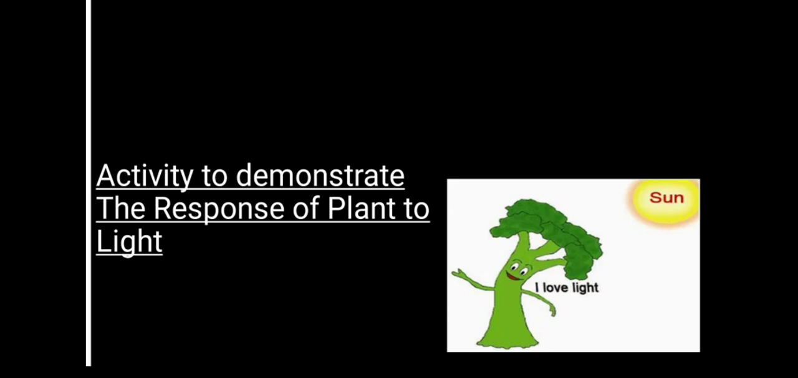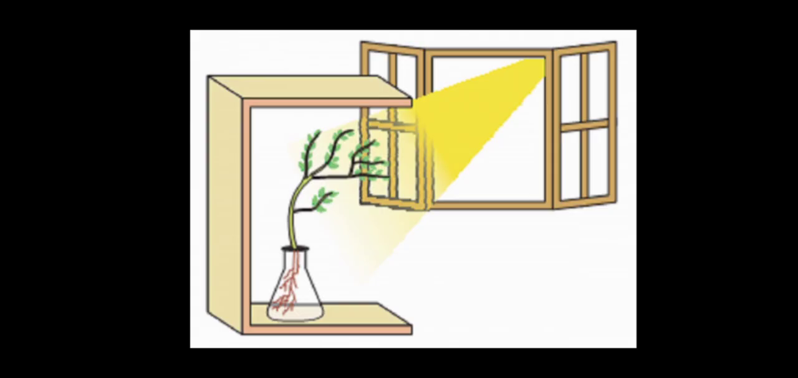First, let us learn about an activity to demonstrate the response of plants to light. For this activity, fill a conical flask with water and cover the neck of the flask with a wire mesh. Keep 2 or 3 freshly germinated bean seeds on the wire mesh. Take a cardboard box which is open from one side and keep the flask in the box in such a manner that the open side of the box faces the light coming from the window.